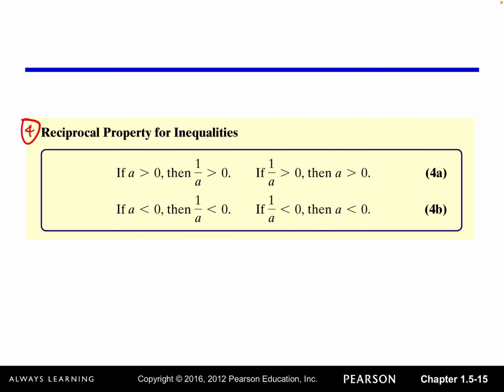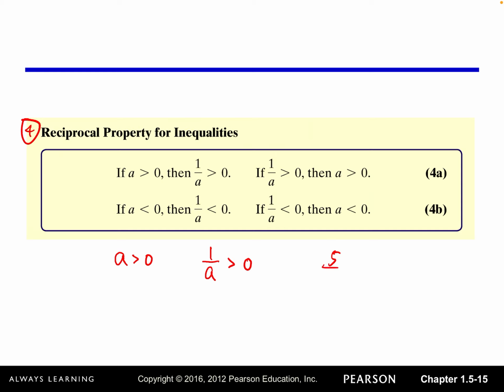All right, the last property is called the reciprocal property for inequality. It's stated as: if A is a positive number, then the reciprocal of A will still be positive. So what does that really mean? Reciprocal means the numerator and denominator are flipped. Flipping the numerator and denominator doesn't change the sign of this number. Think about it, does that make sense to you?